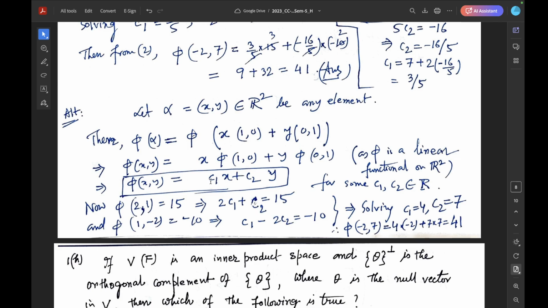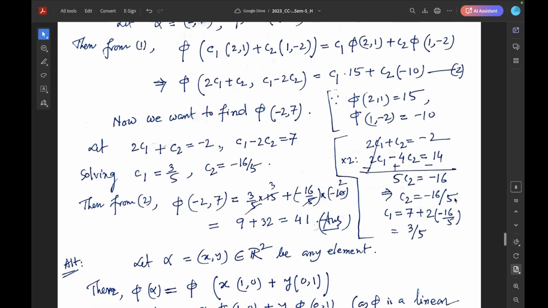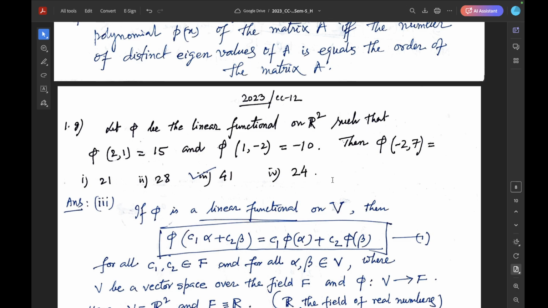This implies phi(x, y) equals c1 x plus c2 y. Here c1 is phi(1, 0) and c2 is phi(0, 1), for some c1, c2 belonging to the real numbers. Now phi(2, 1) equals 15, so 2c1 plus c2 equals 15, and phi(1, -2) equals -10, so c1 minus 2c2 equals -10. Solving, we get c1 equals 4, c2 equals 7. So phi(2, 7) equals 41. So the correct answer is 41, that is option 3.